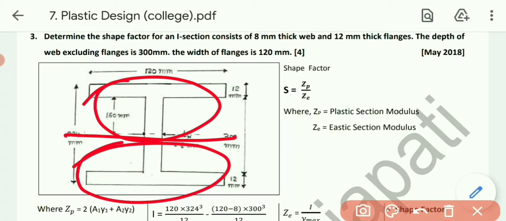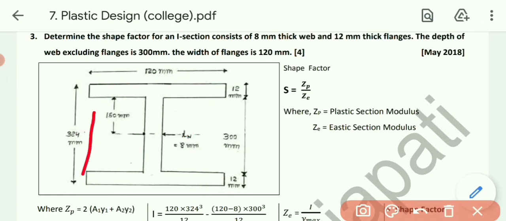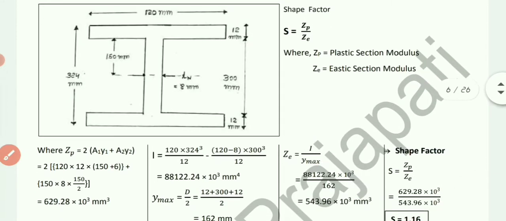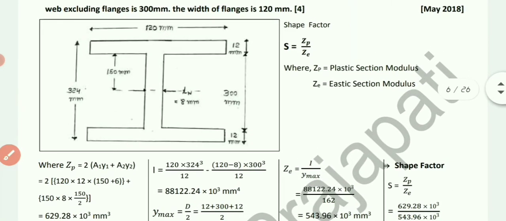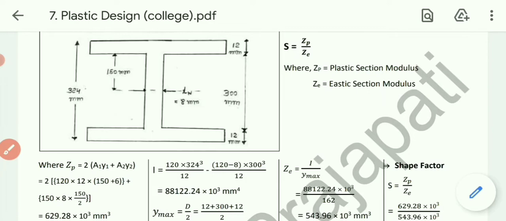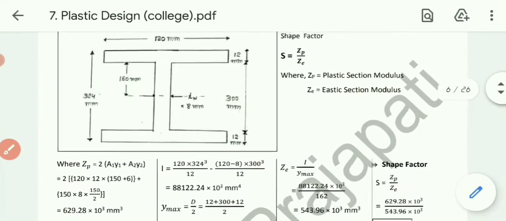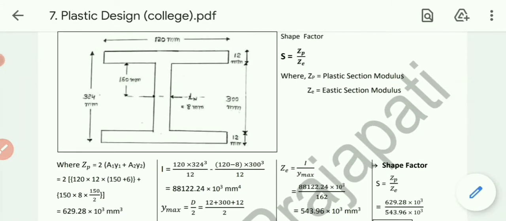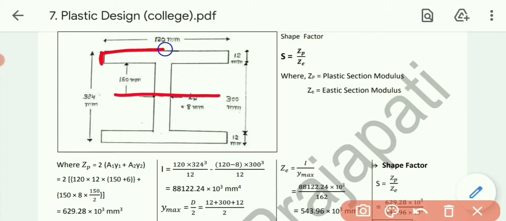Okay, so first of all Zp formula stands for A1 y1 and A2 y2. Just a minute, let me zoom in. Okay, so there are two sections above the neutral axis. See, first of all this one is our flange.